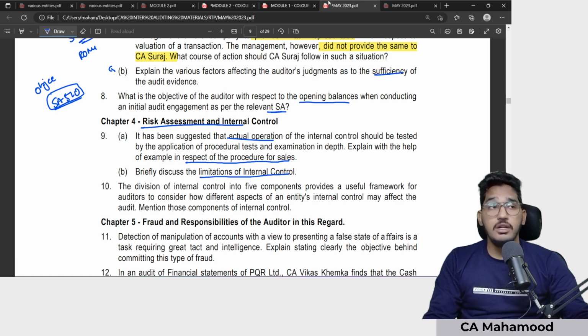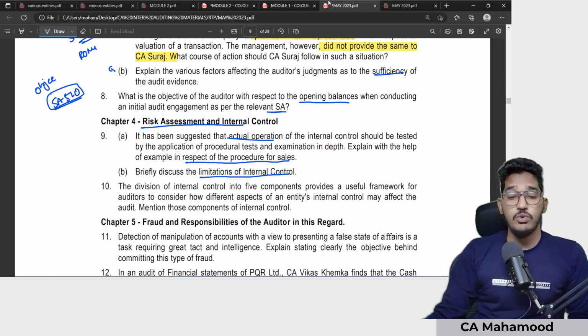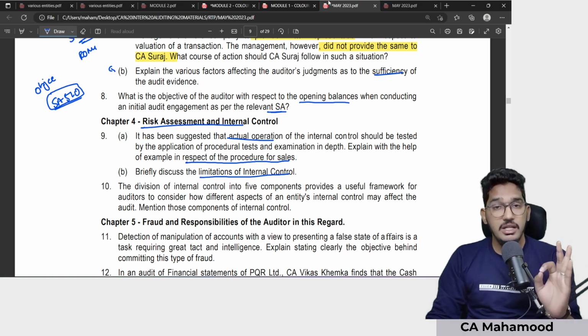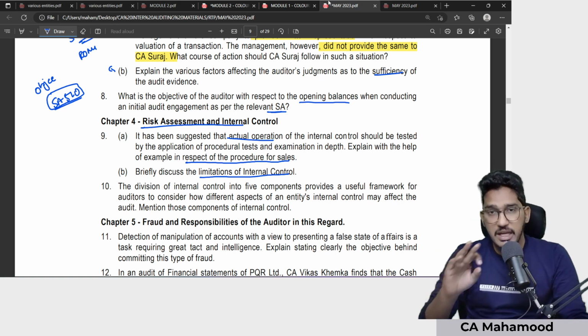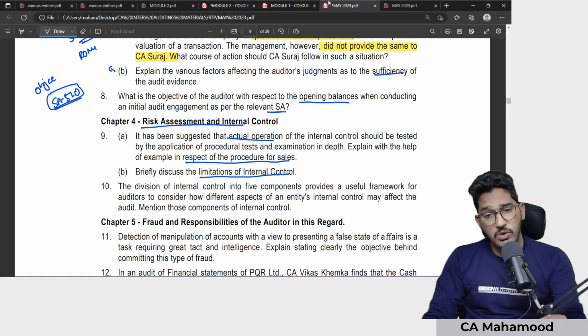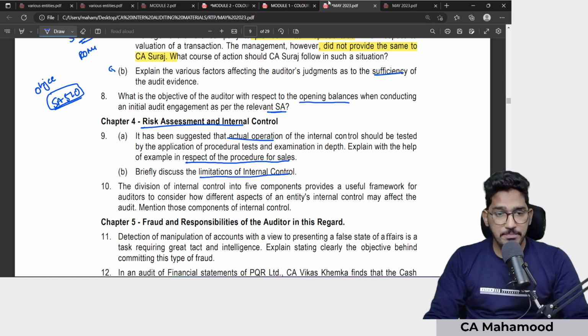What are the limitations of internal control? As we know, internal controls, no matter how effective they are, can provide only reasonable assurance. They can't provide absolute assurance. Why? Because internal controls also suffer from some inherent limitations. What are those inherent limitations?